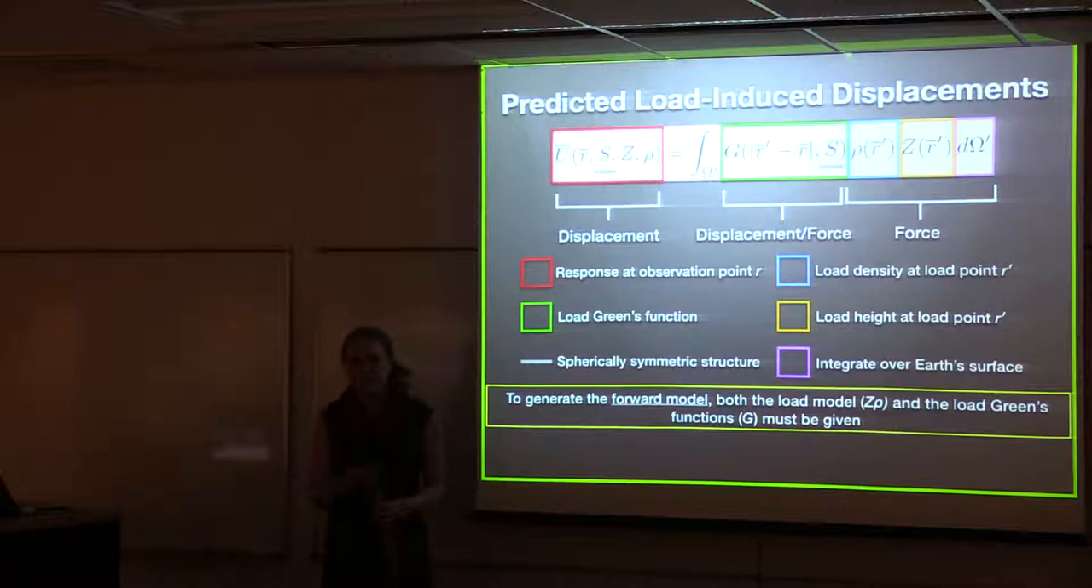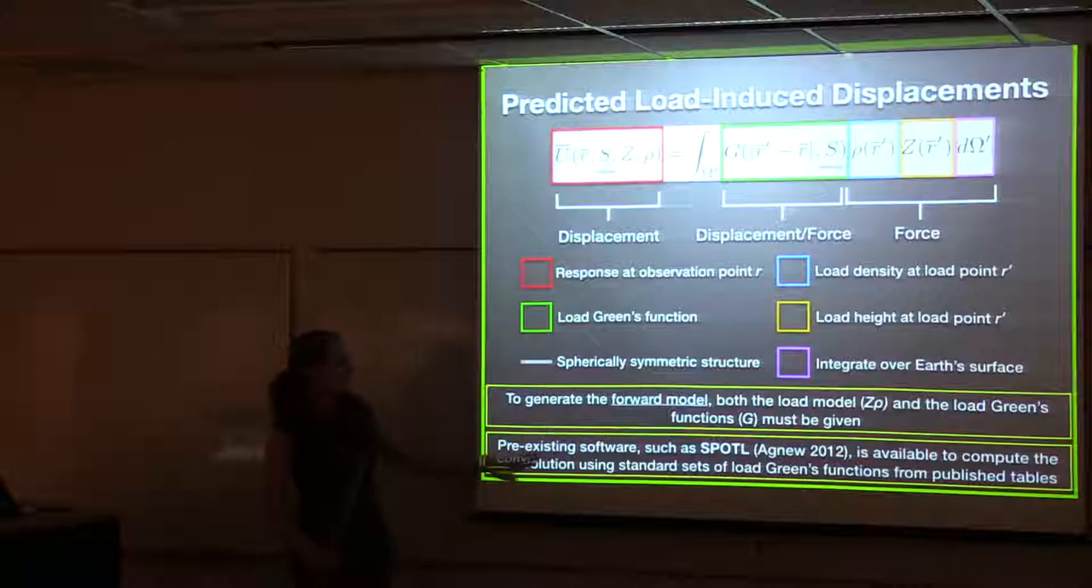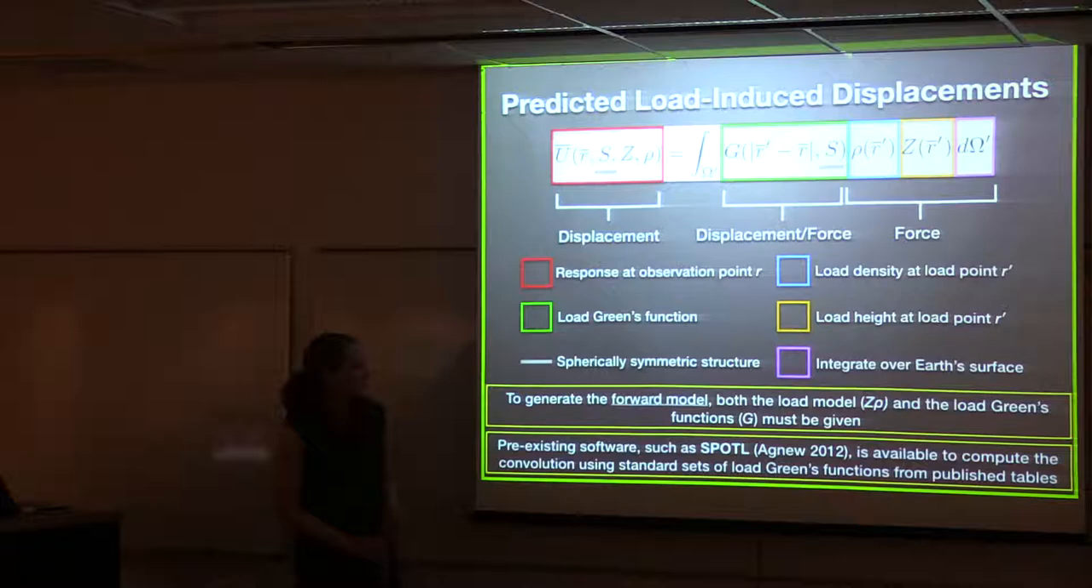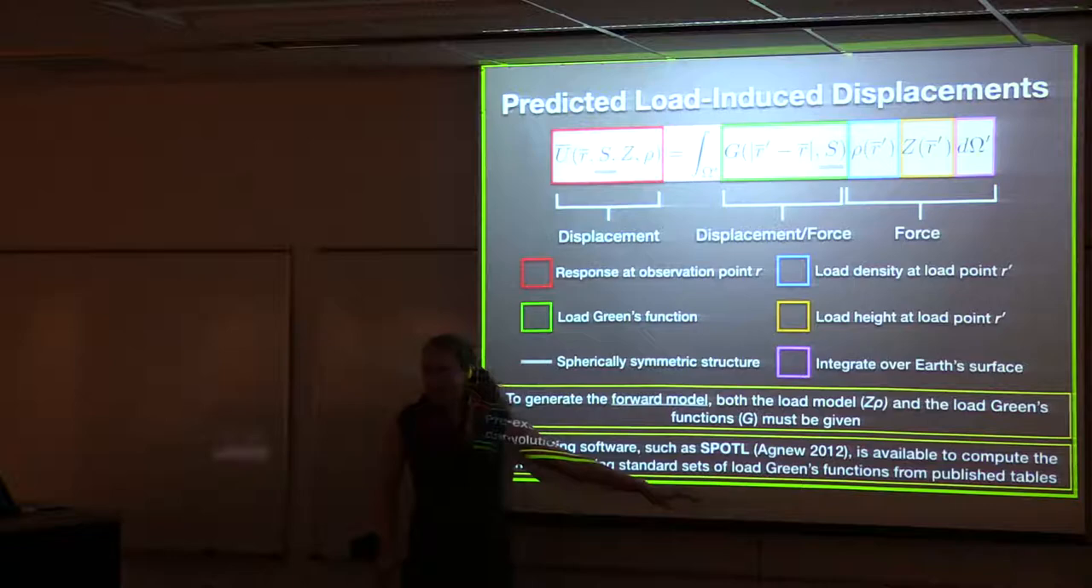So there are pre-existing software packages that actually make this forward calculation. One of them is called SPOTL. It's developed by Duncan Agnew at Scripps. And this is available to compute displacements using standard sets of load Green's functions from the literature.